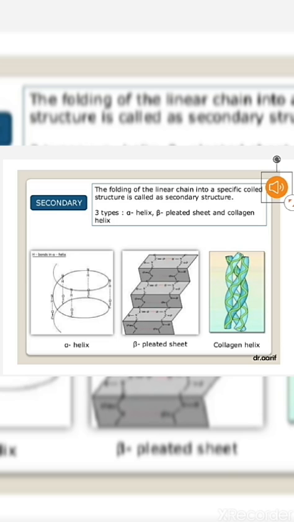In beta pleated structure, as by the name, they are in a layered form. Different chains of amino acids, or different polypeptide chains, are attracted to each other by hydrogen bonding, or by disulfide linkage, or by van der Waals attraction force. Even dipole attraction force can also work. So different polypeptide layers come closer to each other and form layers. That is called beta pleated structure.